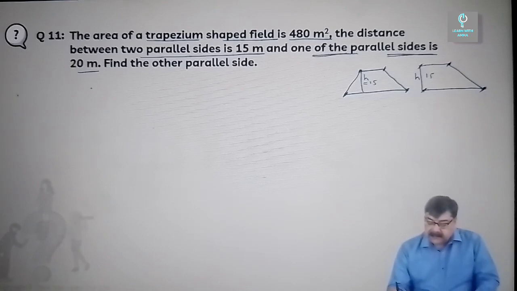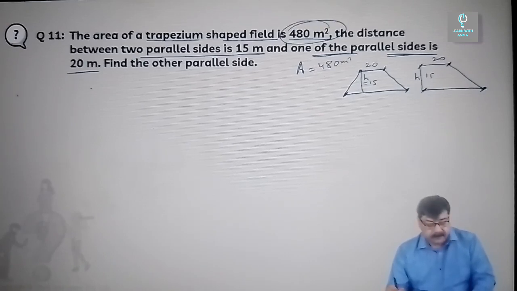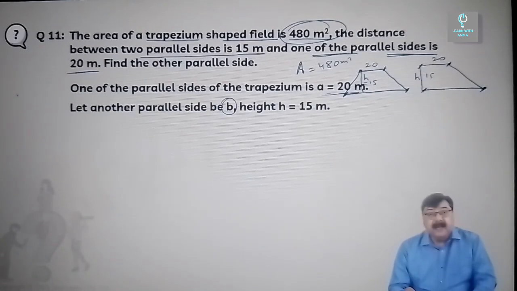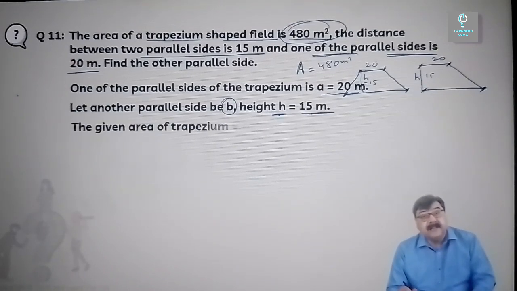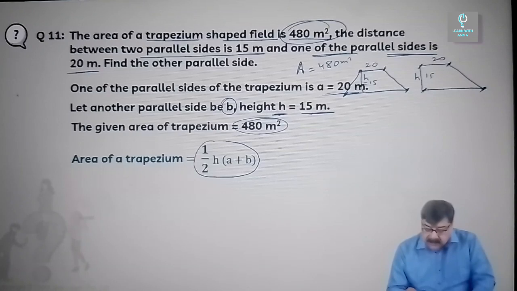And one of the parallel sides here is given as 20 meters. So let us say this smaller side here is 20 meters. It could be larger also. And area is already given to us as 480 meters square. Another parallel side, let it be B, and the height here is given to us as 15 meters. Area of a trapezium is half into height into sum of the two parallel sides.